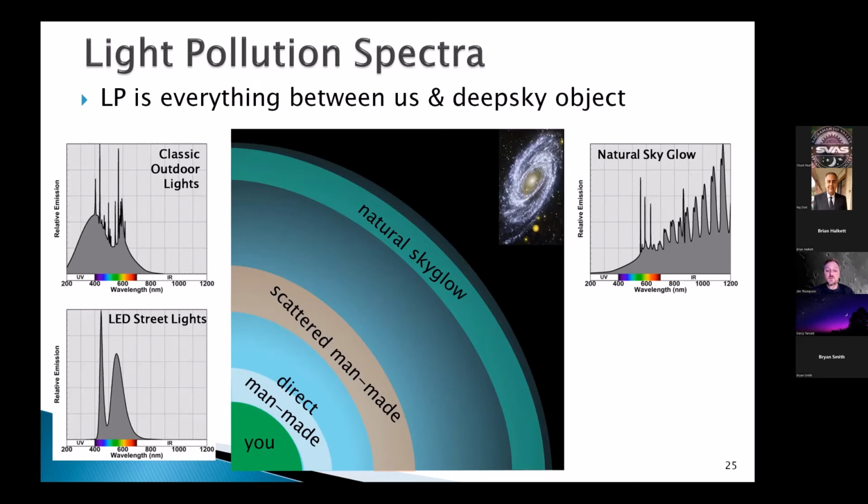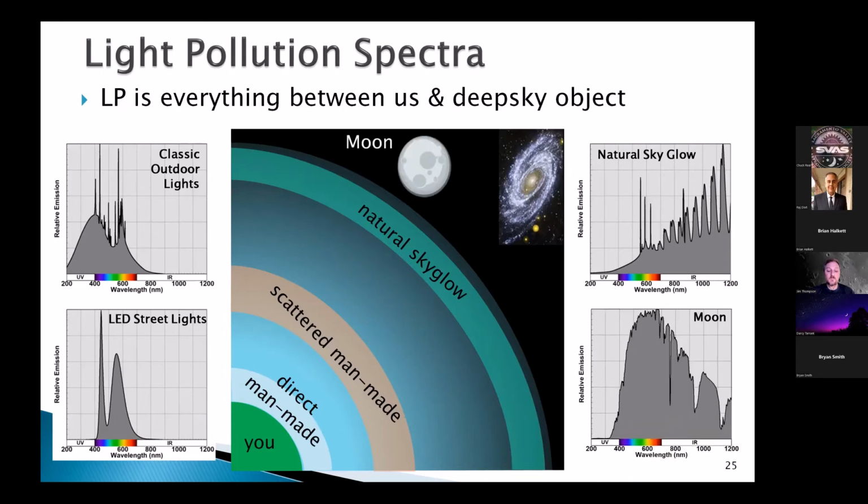The final naturally occurring source of light pollution is, of course, the moon. It acts like a big mirror, reflecting the sun's rays back at us, thus giving it a broad light spectrum. As suggested by the component spectra shown on this slide, light pollution consists of both broadband and narrowband emissions. To understand the implications of this on our filter choices, we next need to have a look at the spectra of deep sky objects.